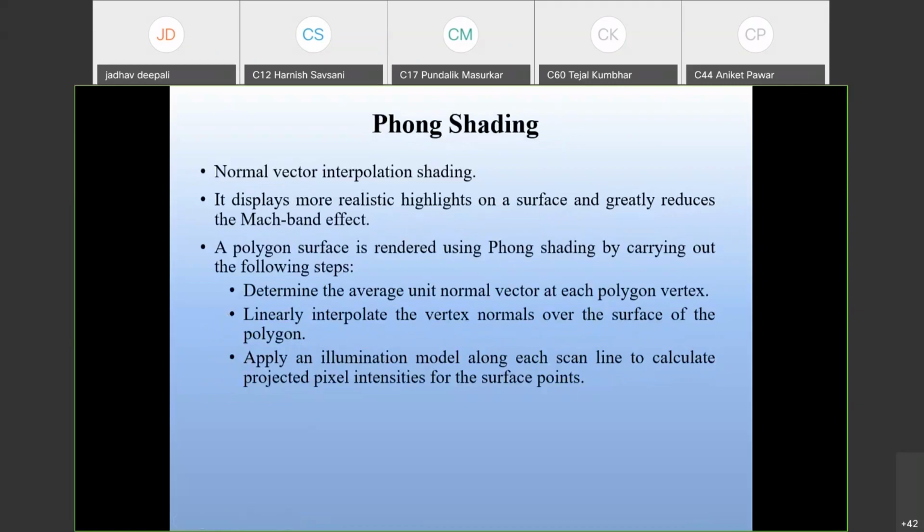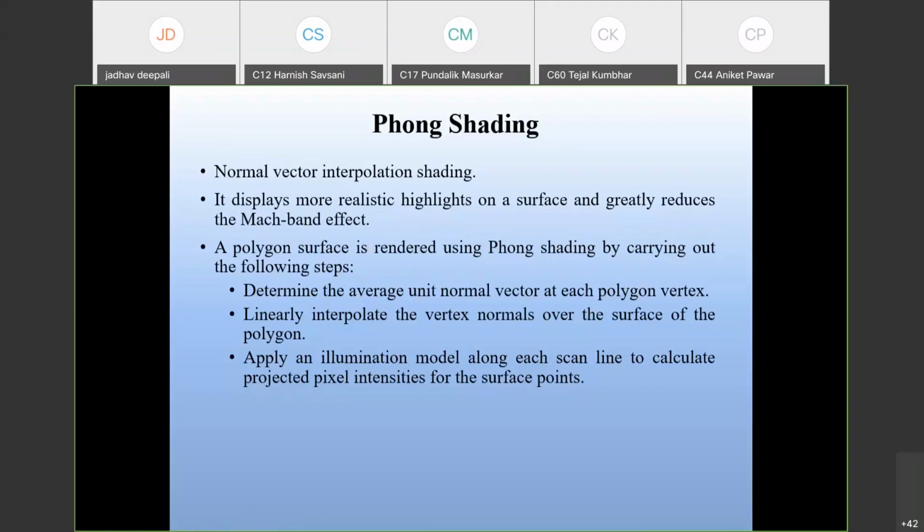So Phong shading is somewhat similar to this one, with only a little difference from Gouraud shading. Now it is a normal vector interpolation shading. Shading means again it is for vectors which are common in the different polygons. It displays more realistic highlights on a surface and greatly reduces the Mach band effect which occurs in Gouraud shading.